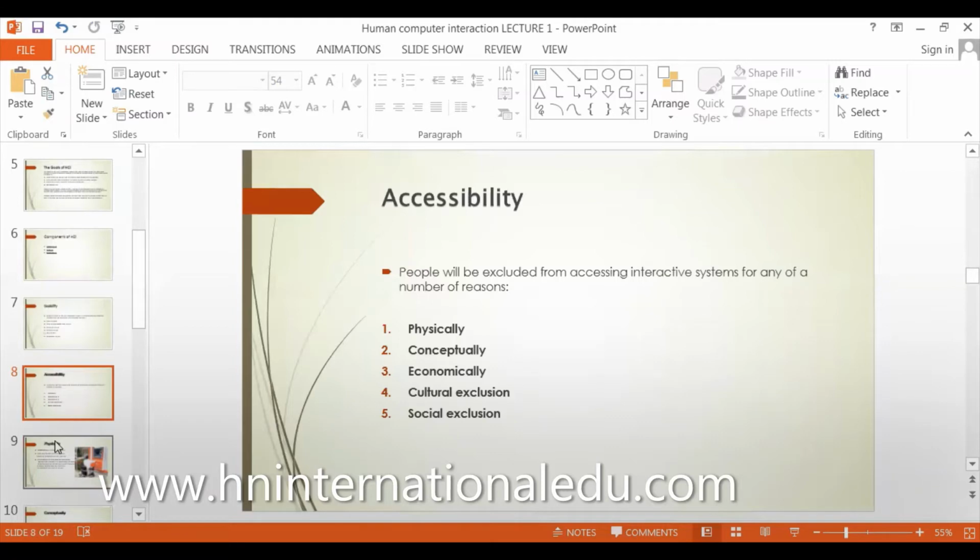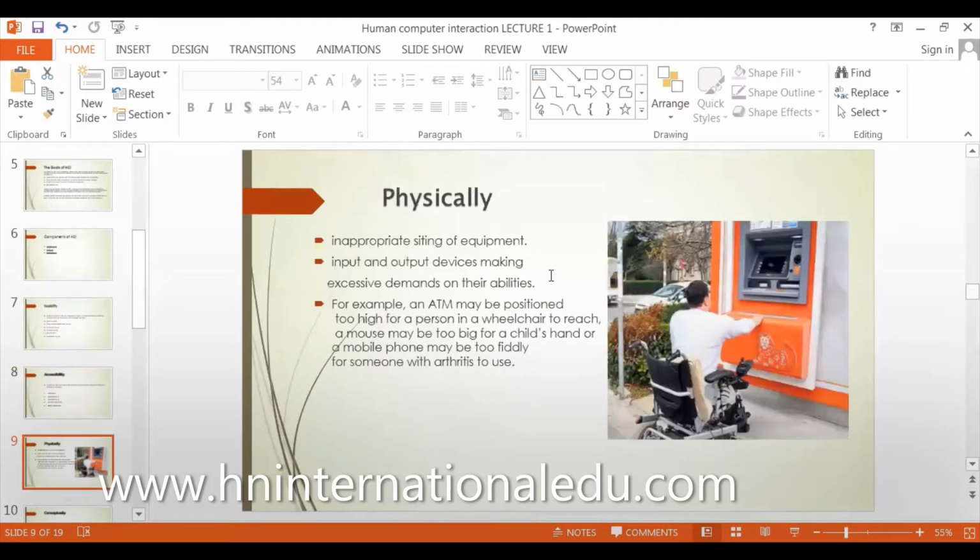How? See, these are the physical constraints. You can see in the picture a person is on a wheelchair and his hand cannot reach the ATM machine or this machine. So this is his physical constraint. He cannot reach there. Then how can he use it? The designer of the system must keep in mind that a disabled or specially abled person also has to use this machine.